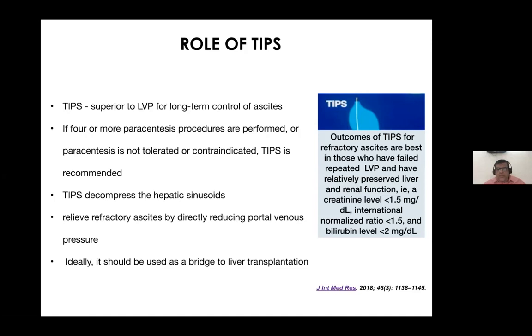We know that it may improve survival, but it does not reverse the pathological process of liver cirrhosis, and therefore anybody who needs a TIPS also needs a liver transplantation. So once a patient has reached the stage of refractory ascites, he needs a transplant as soon as possible.